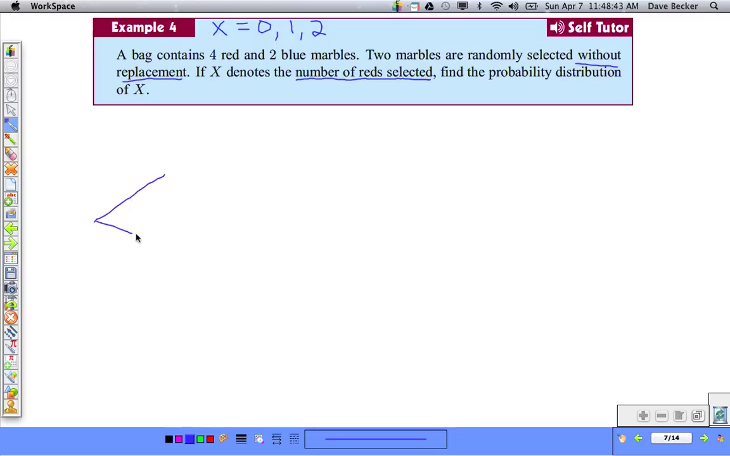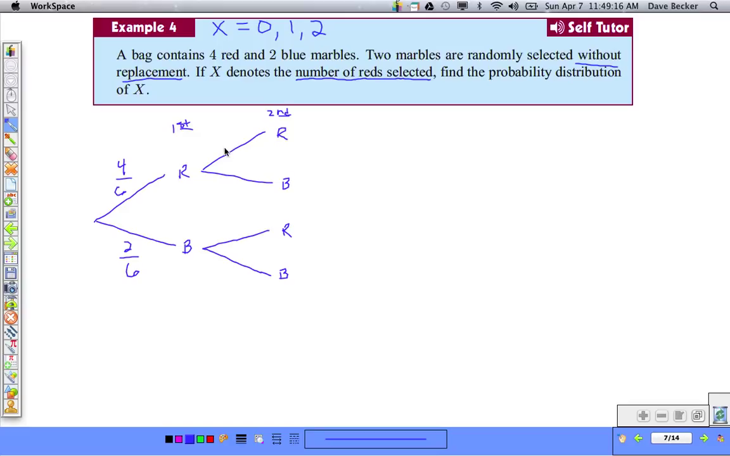So let's see. My first draw could be red or it could be blue. The probability of red is 4 out of 6, so blue is 2 out of 6. These are going to add up to 1. You can check it from there as well. And then on my second draw, I could still have red or blue. Down here, same thing, red or blue. Let's see how this shakes out.